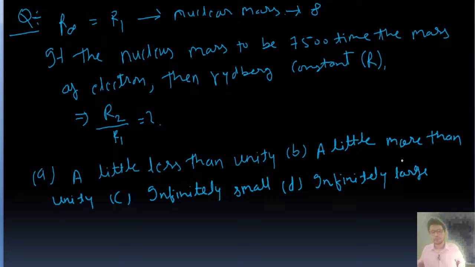Okay, so the nuclear mass is 7500 times the mass of the electron, and the Rydberg constant is R. We need to find R2 upon R1. So this is the question, and I'm going to solve it.